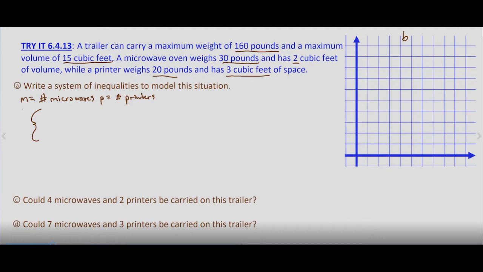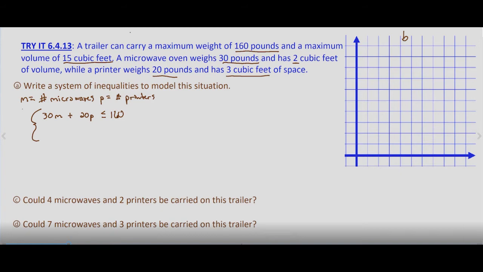We're told that a microwave oven weighs 30 pounds and a printer weighs 20 pounds, and we know the total weight can't be more. It has to be less than or equal to 160 pounds. So 30 times the number of microwaves, M, plus 20 times the number of printers, P, has to be less than or equal to 160.